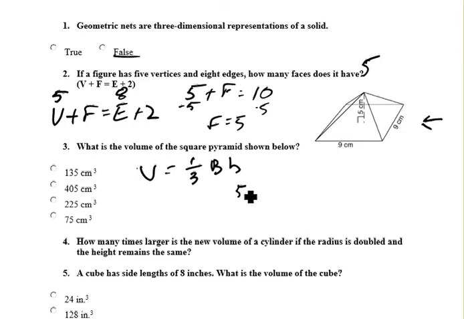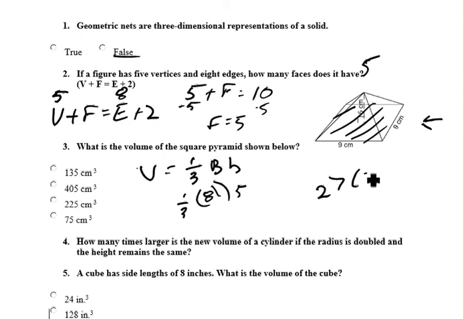And the base is going to be 9 times 9. The base of this square area here is 9 times 9. That's 81. So 1/3 times 81 times 5. So 1/3 times 81. Let's see if 3 goes into that evenly. 3 goes into 8 2 times. 3 goes into 21, 7. It does. So 27 times 5. It's 135. I'm doing all this in my head.